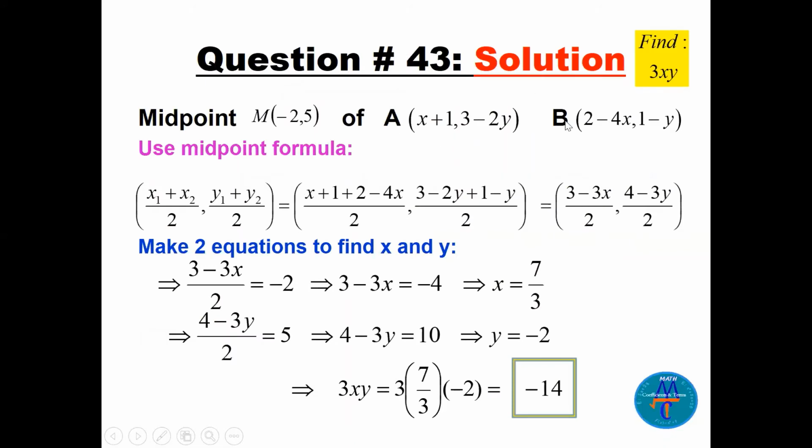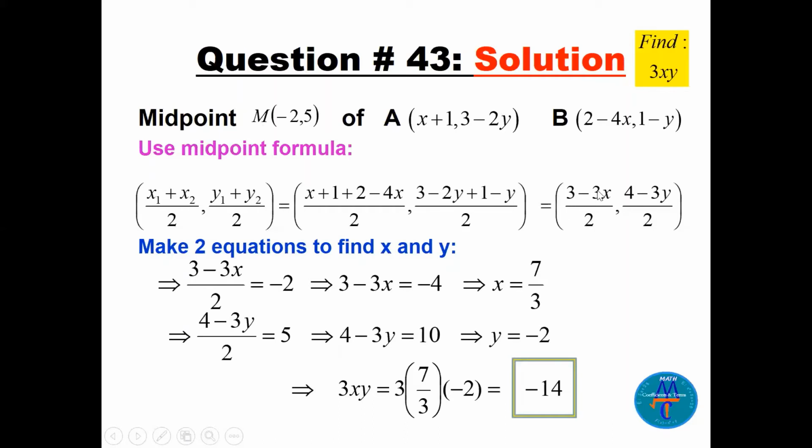I call them A and B. You can call them anything you like. This is capital M, the midpoint. So this is the midpoint formula, and this is x plus 1. This is 2 minus 4x over 2, and this is 3 minus 2y, 1 minus 1. Just be careful, guys, about the signs. So this is 3 minus 3x over 2, and this is 4 minus 3y over 2.